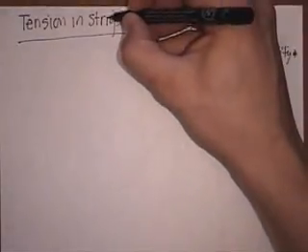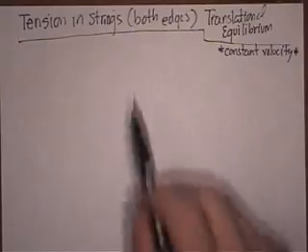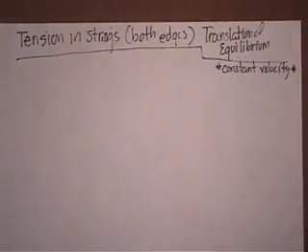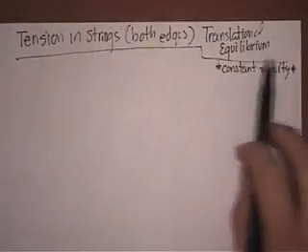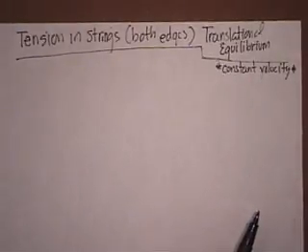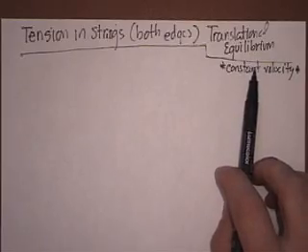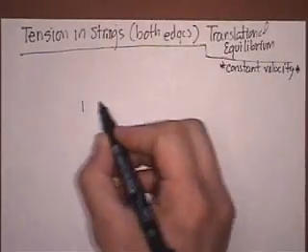Tension in strings, that should be an N. Strings, we're going to have both edges, but our situation is going to involve translational equilibrium, which basically means all the objects have to be moving with a constant velocity. Let's get our situation drawn out here.